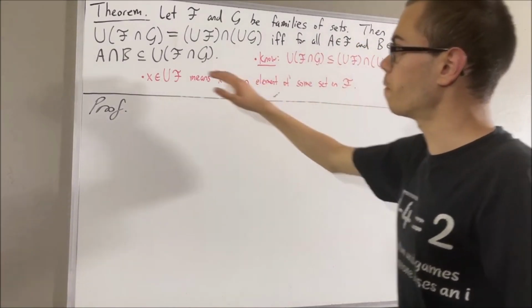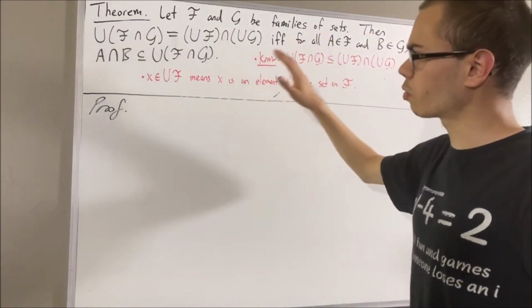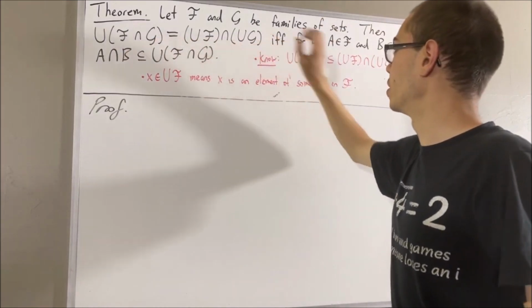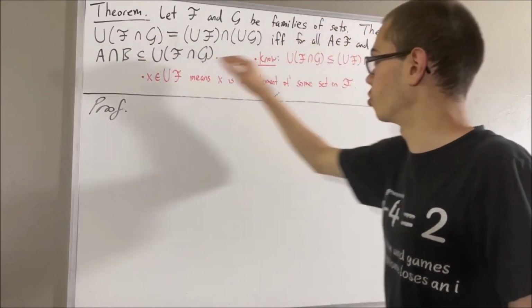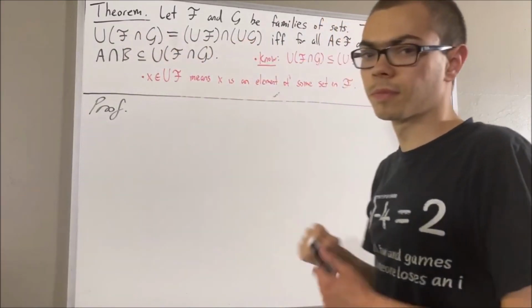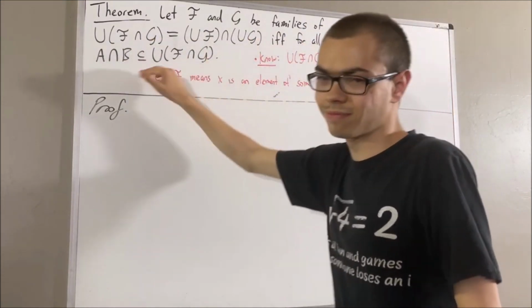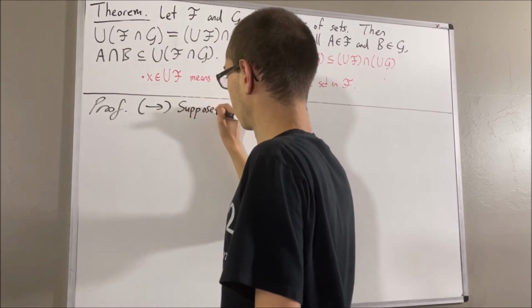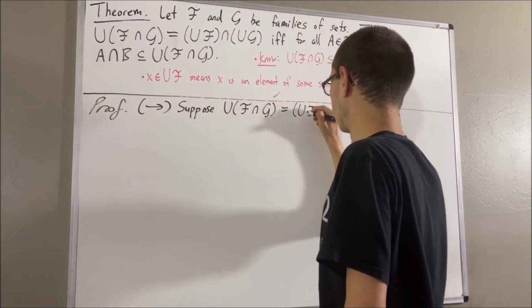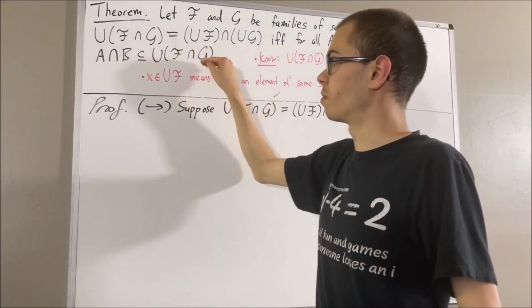Now we're trying to prove a statement containing if and only if. So what we're going to do is we're going to prove if this is true, then this is true. And then we're going to prove if this is true, then this is true. Let's start out by proving if this is true, then this is true. And to do so, suppose this is true. Our goal from here is to show that this is true.